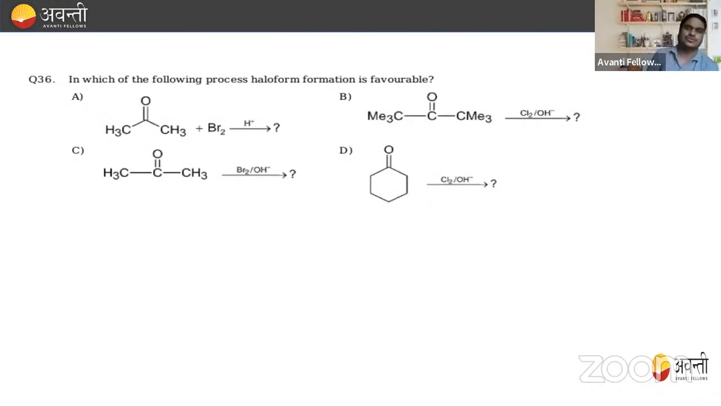Now move to the next question, that is, in which of the following processes is haloform formation favorable? So you have to identify the process in which the haloform formation is favorable, right?